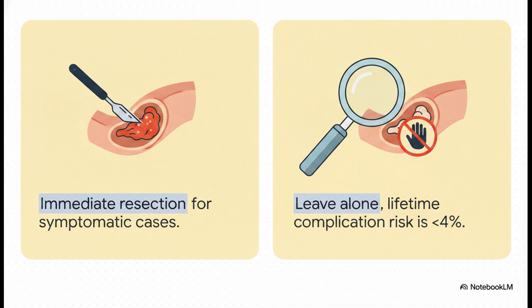But on the flip side, what if you incidentally find a perfectly healthy-looking Meckel's during a routine colonoscopy on an asymptomatic adult? You leave it entirely alone. The lifetime risk of a complication in adults is less than 4%, so the morbidity of an elective surgery completely outweighs any preventative benefit.